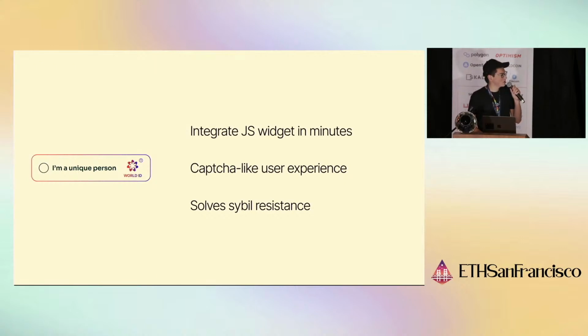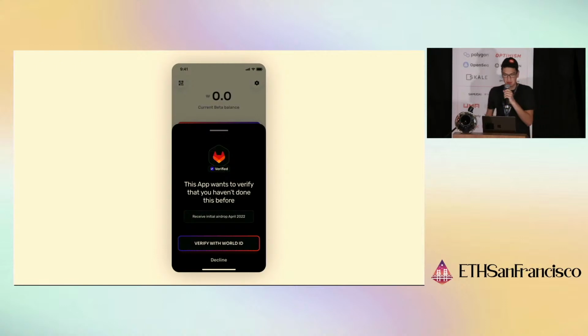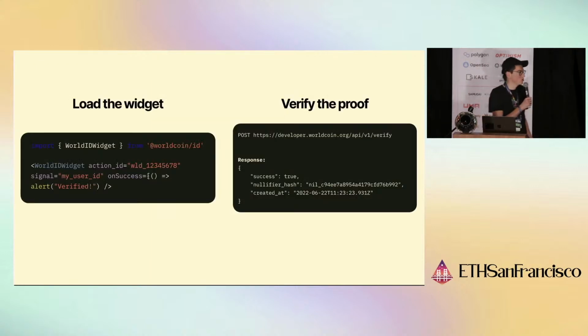When the user scans it, they'll see something like this in the Worldcoin app. It's as simple as clicking verify, and that will generate the zero knowledge proof. To load the widget, you simply install this npm package, load it as it's shown there. As you see, you'll need to provide two things. One is the action ID, the other one is the signal. The action ID you get from the Worldcoin developer portal, which is quite simple.